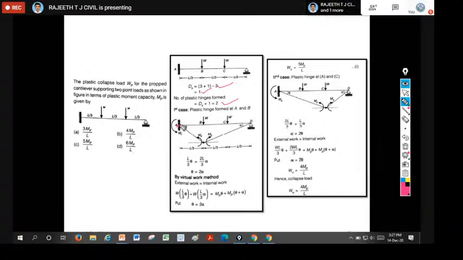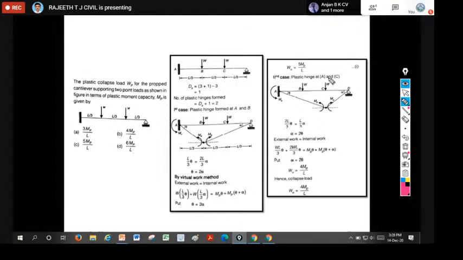Here they have taken the first case of beam mechanism. One hinge at A, and also below the load W you get one. This is Mp theta, Mp theta, again Mp theta. This is your internal work done. We have written it here. The next step is to calculate the external work done.